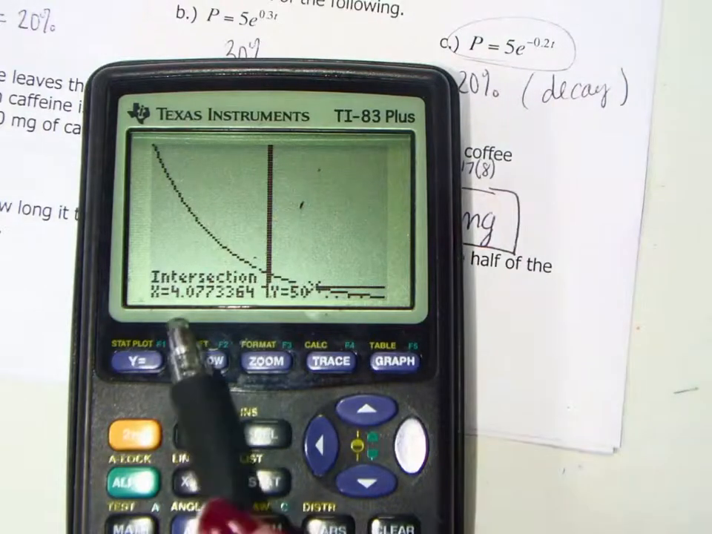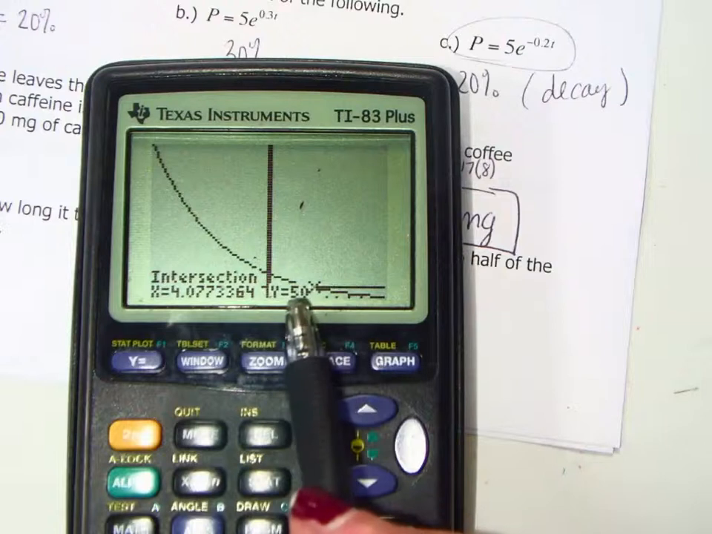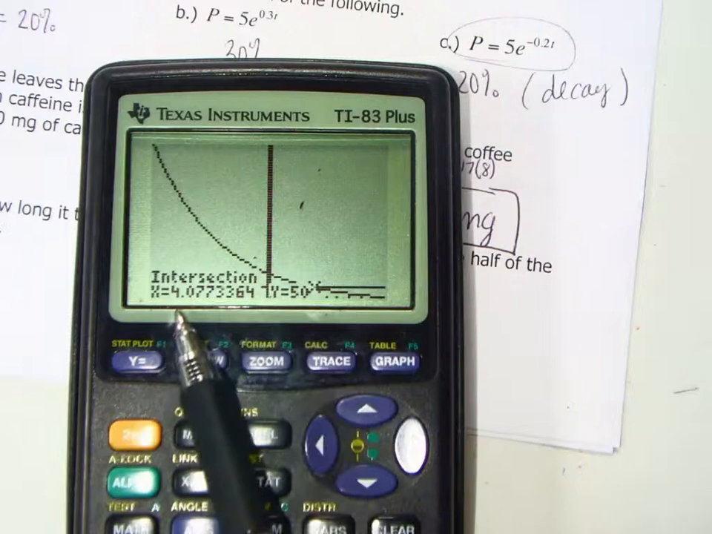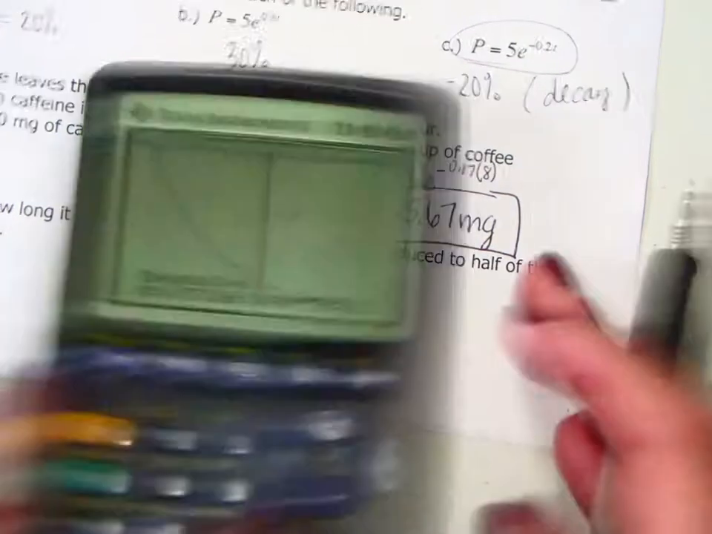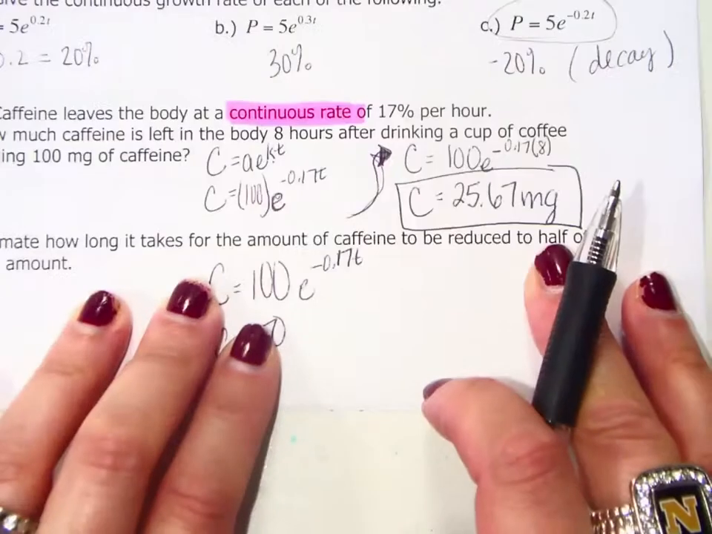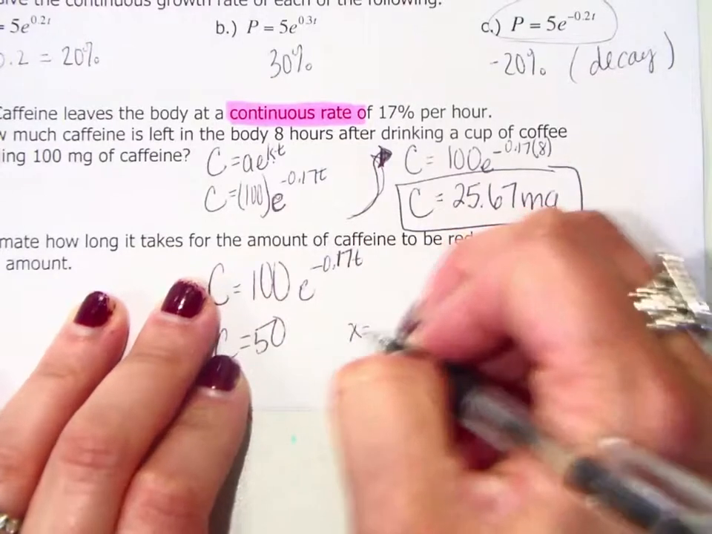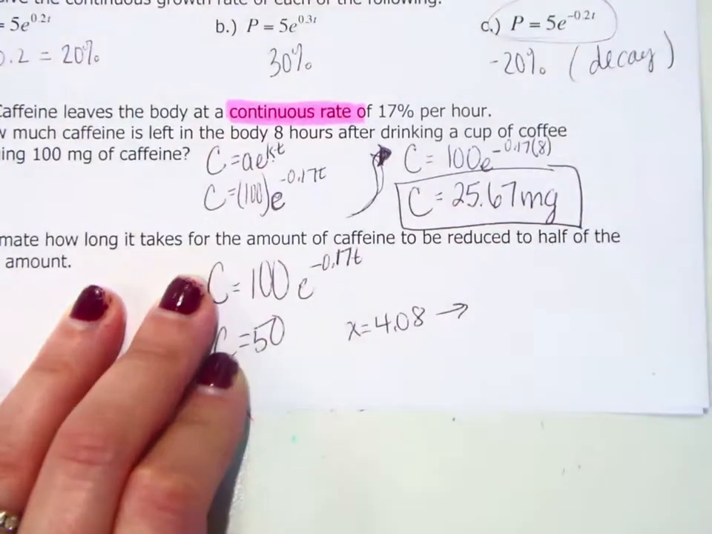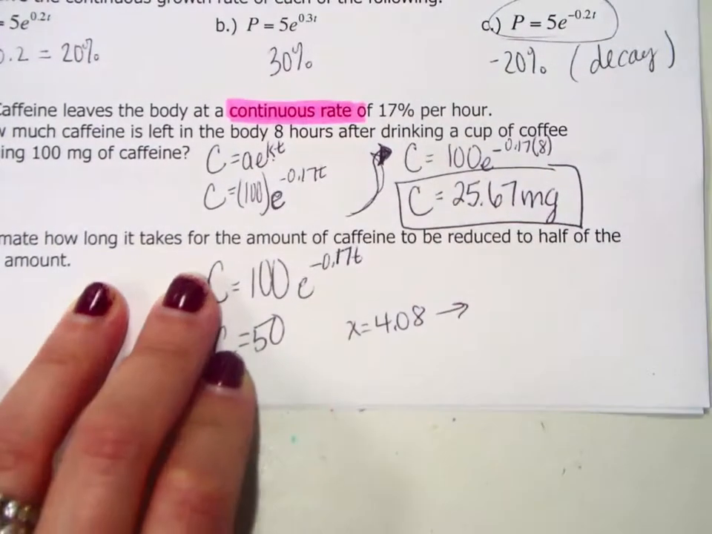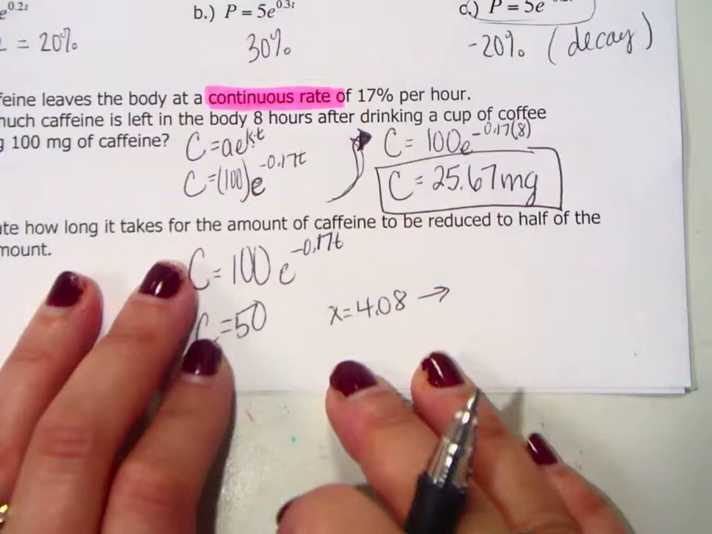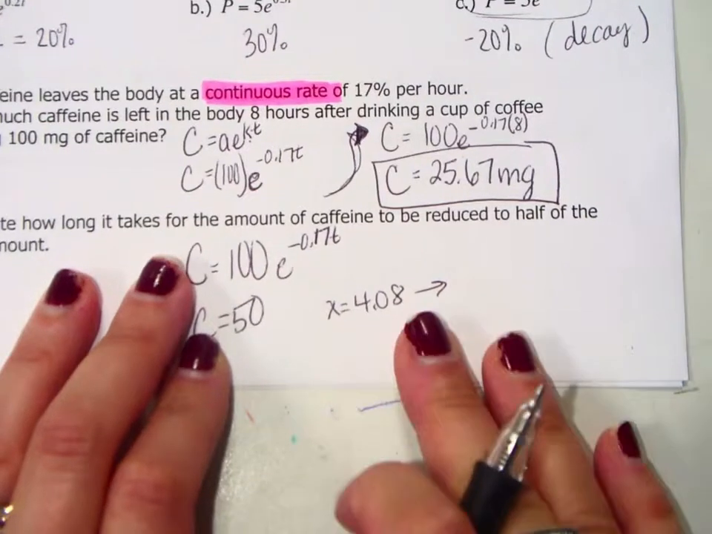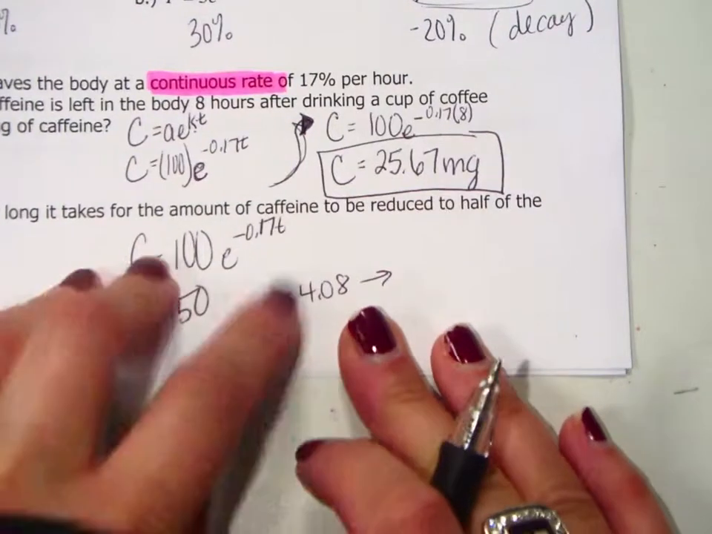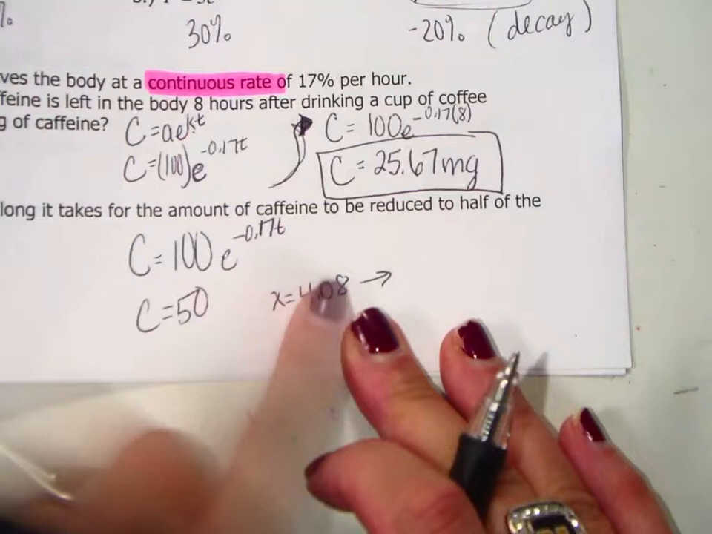So I'm seeing that the intersection point, or that when y is 50 for both of these graphs, the x is equal to 4.08. So what does that mean in terms of our problem? In a sentence, what does that mean? Write a sentence for this. Let's translate this number to have some meaning here.